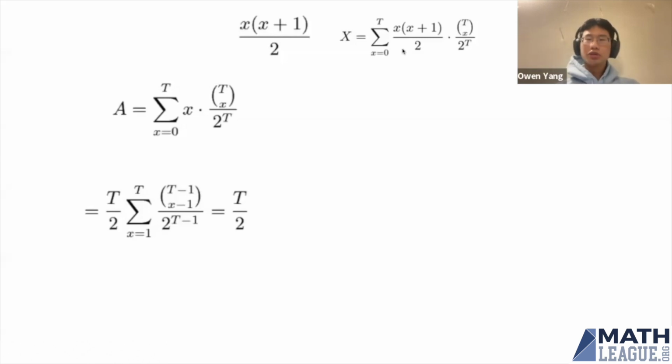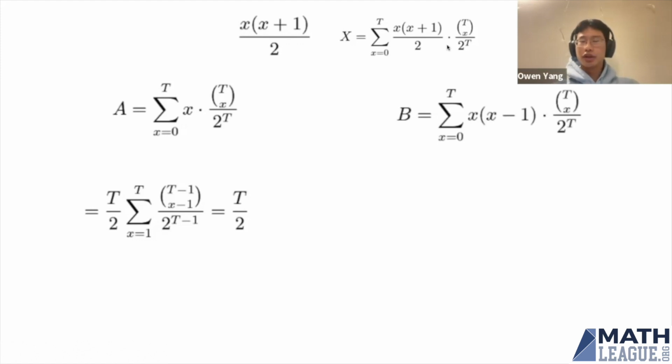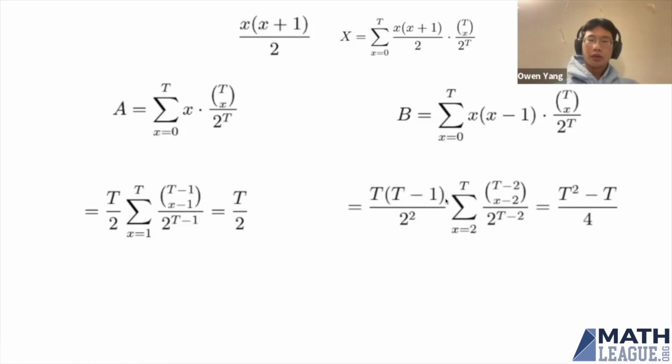So now we would like to be able to do something similar with our original sum X. Unfortunately for us, this X plus 1 term in the numerator is not going to be able to cancel with anything in the denominator. So we can't do this directly. But notice that what we can do is instead evaluate this related sum B, which is very similar, except that instead of this plus, we have a minus. And the reason we're doing this is because we want an X squared term somewhere, and we get this X squared term by multiplying by X minus 1. And now we could do something very similar to what we did on the left side here, and we will be able to get T times (T minus 1) over 2 squared times a thing that is equal to 1.